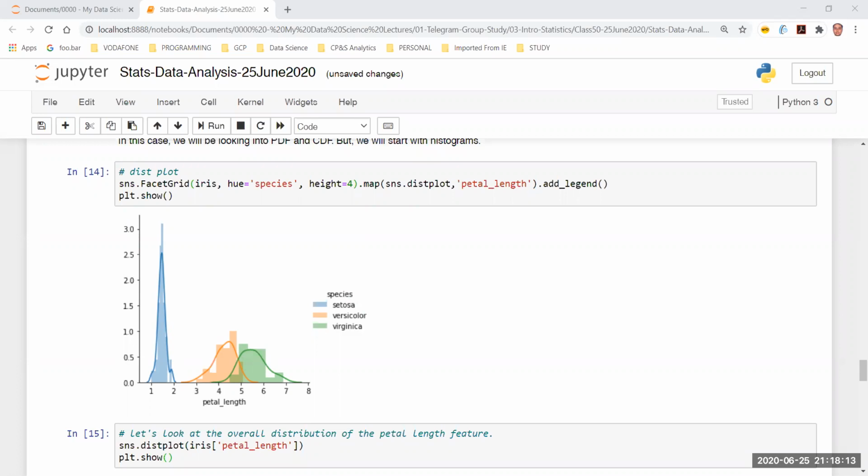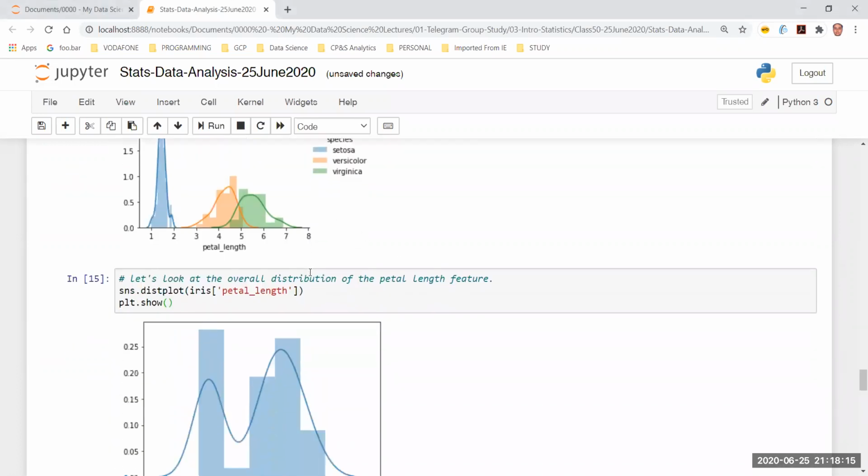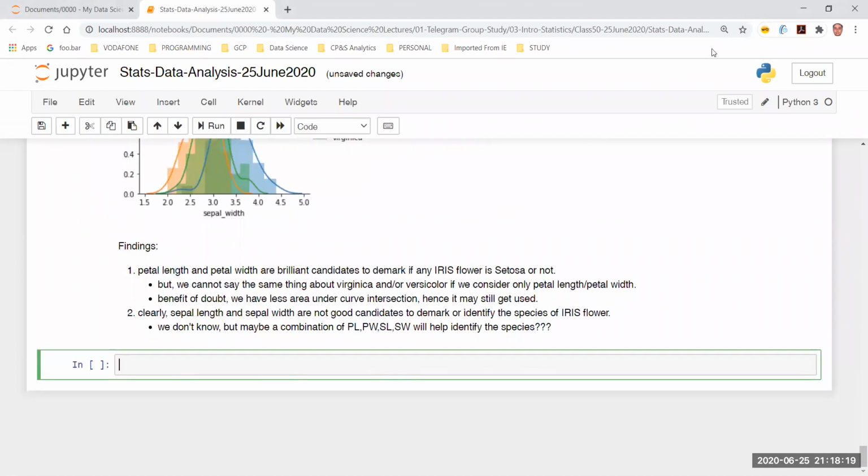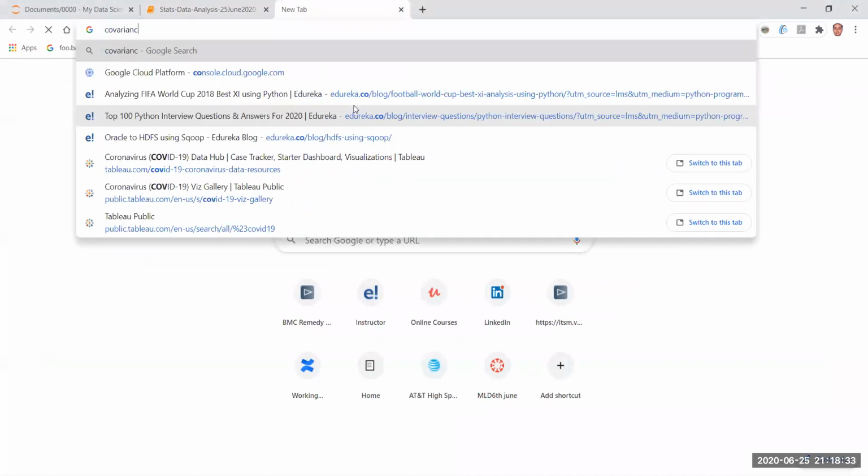Something very important, which is very closely related to the kind of questions that we are asking over here. This is called, you can say this is known as the correlation, right? Or this is also known as covariance. Okay, let's try to understand what is covariance.